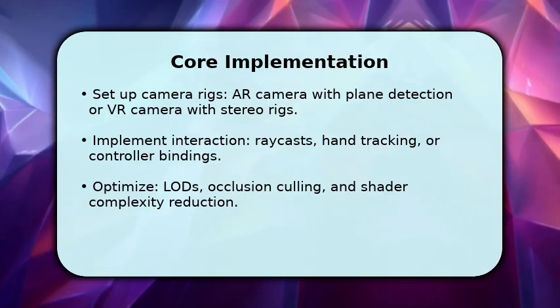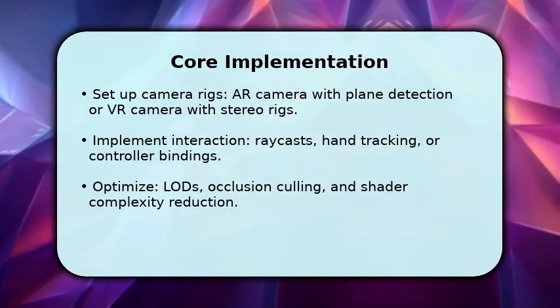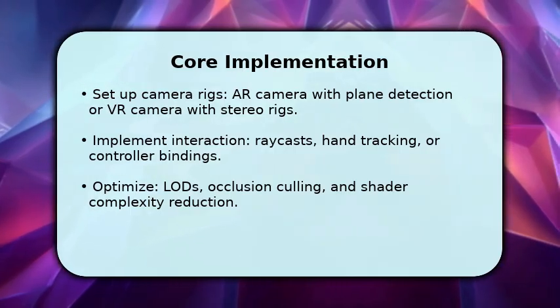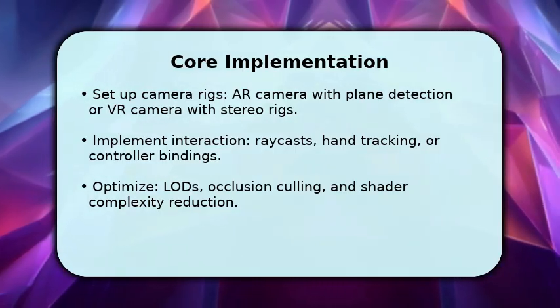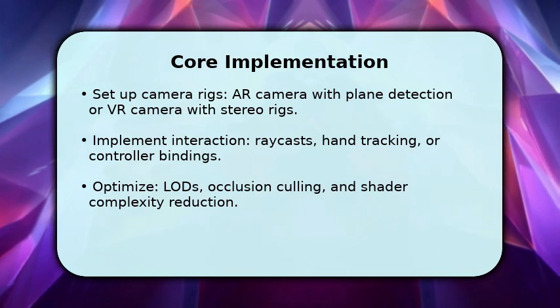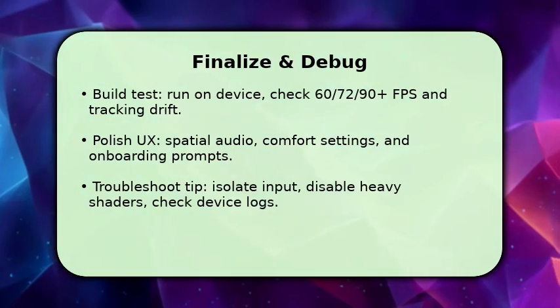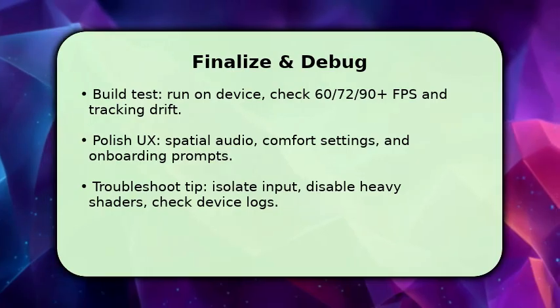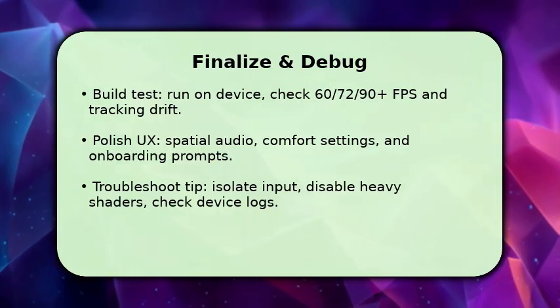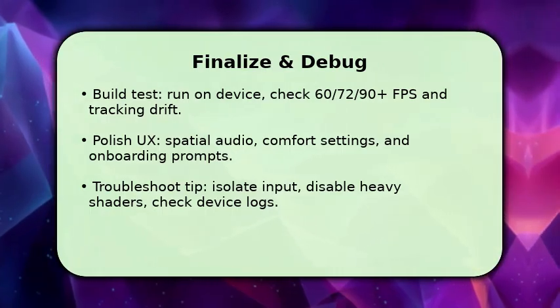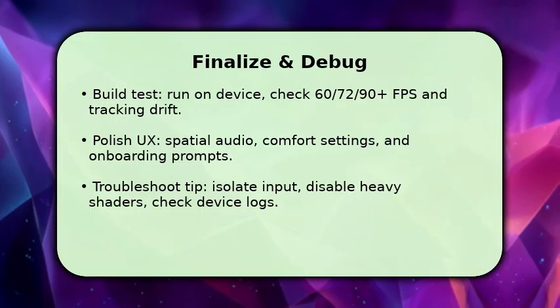Once interactions work, optimize with LODs, occlusion culling, batching, and simpler shaders to maintain frame rate and comfort during long sessions. You finish by compiling and testing on the actual headset or phone. Prioritize frame rate and tracking stability because those directly impact comfort. Make UX tweaks like spatial audio, adaptive comfort settings, and a brief onboarding that explains controls.